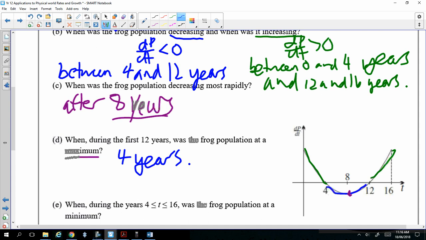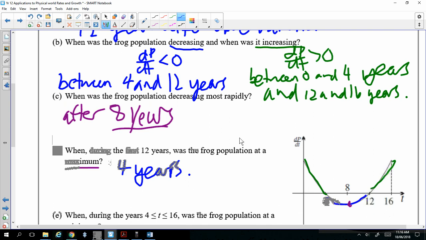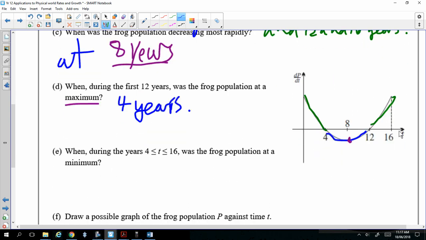Oh, yeah. So when was the decrease? Oh, no, not before decreasing most rapidly yet. So at this point, 8 years, the gradient is the minimum. So it's decreasing most rapidly, because it's the least amount. Okay. And when was the population minimum? That's when it stopped decreasing, isn't it? So it will be at this point after 12 years. Can you see it's increasing, then decreasing, then increasing. So before it increases, that's the minimum population because it has been decreasing from 4 to 12.